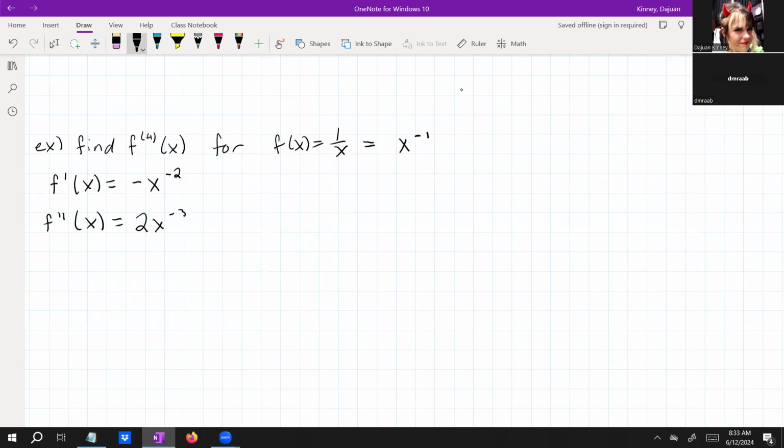Negative 1 times negative 2 is a positive 2, x cubed. All right, negative 3 times positive 2 is a negative 6, x to the negative 4. Fourth derivative.